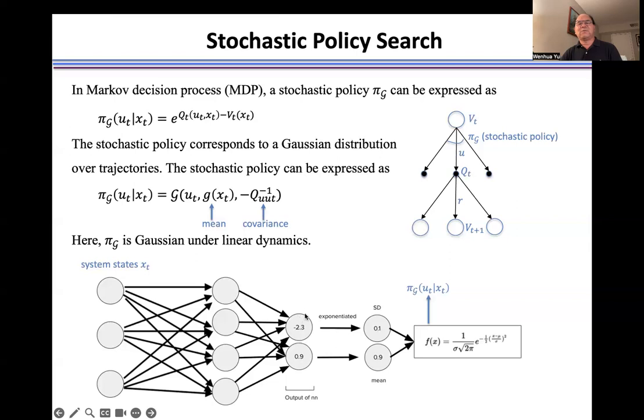However, we need to make sure both numbers are positive, so we need an exponential operation to get a positive number here. And then we use these two numbers, the mean and the covariance. And because the stochastic policy is a Gaussian distribution, we get the final stochastic policy we are searching for.